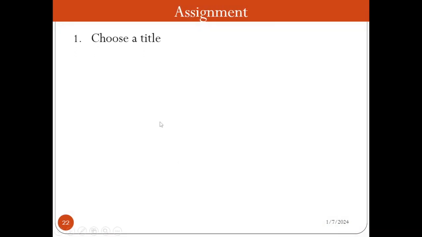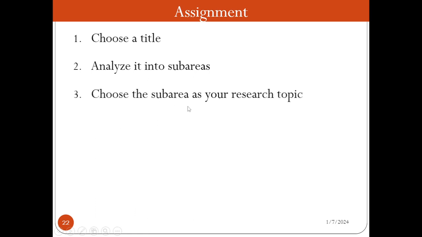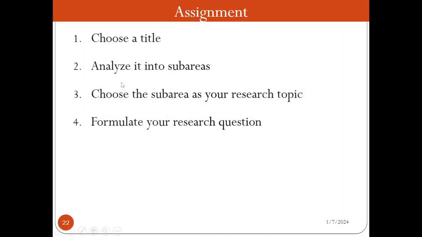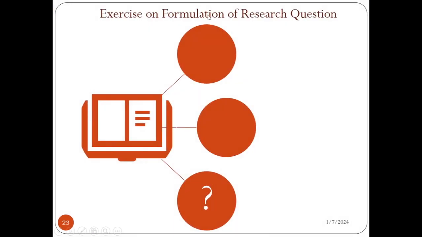So here, this is your assignment. What do you do? The first, choose a title. Two, analyze it into sub areas. Choose the sub areas as your research topic. Formulate your research question. So that is your assignment. You have to do this assignment, and then I will definitely check them. And then in the exercise on formulation of research question, you have to actually formulate a research question on, as I have already mentioned there, those topics. And in case you have any question, you can drop me a message, or when we personally meet, you can ask me.